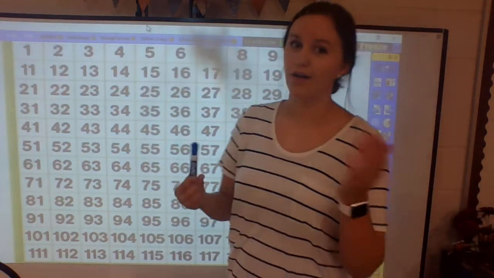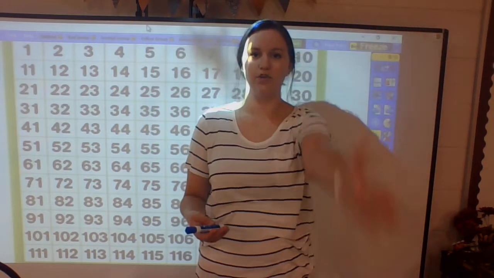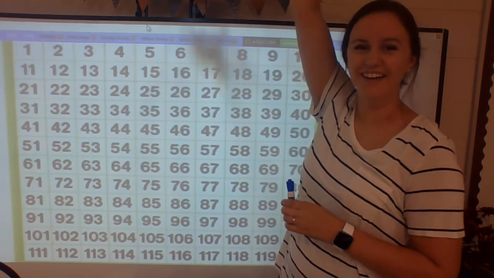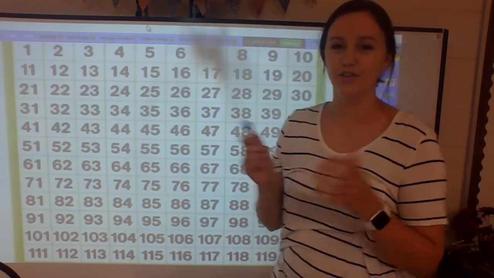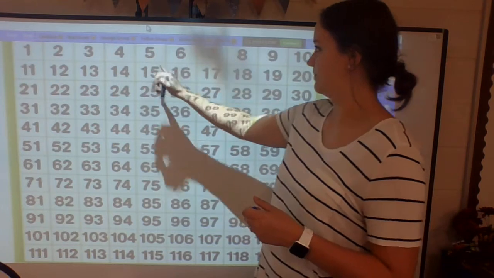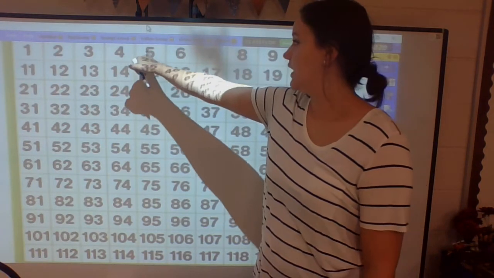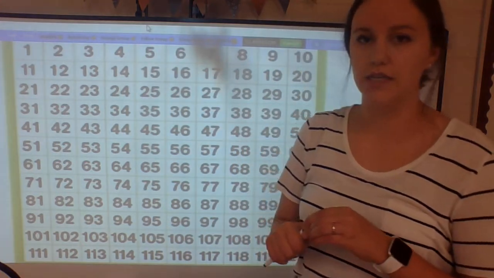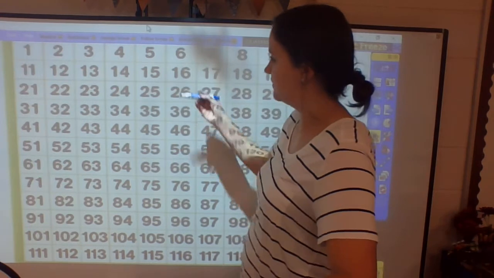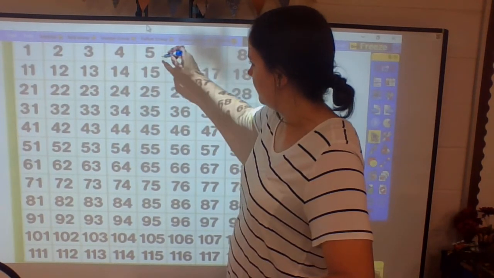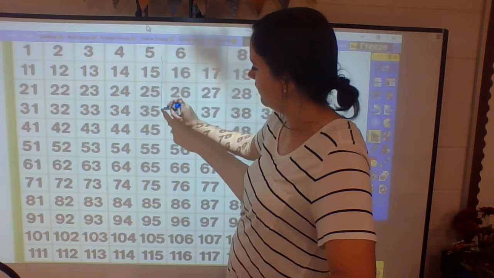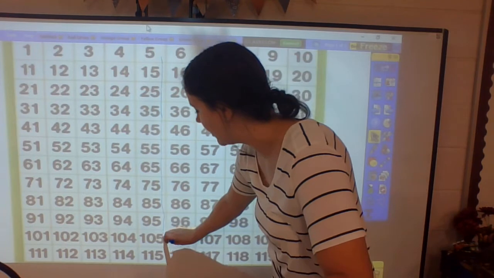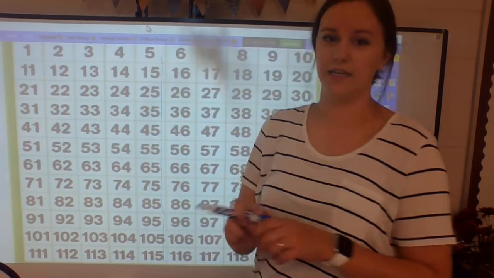So now we're going to talk about columns. Columns are vertical. They're straight up and down. So you can go up and down this way, up and down. Up and down are vertical. Those are your columns. So let's look at this column right here, the 5 column, and it's going to go all the way down. So we're going to count as we go straight down, and I want you to hear and see if you notice a pattern in the numbers that I'm saying. I'm going to count 5, 15, 25, 35, 45, 55, 65, 75, 85, 95, 105, 115.